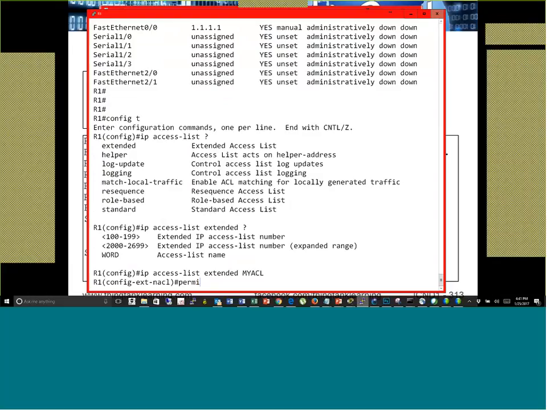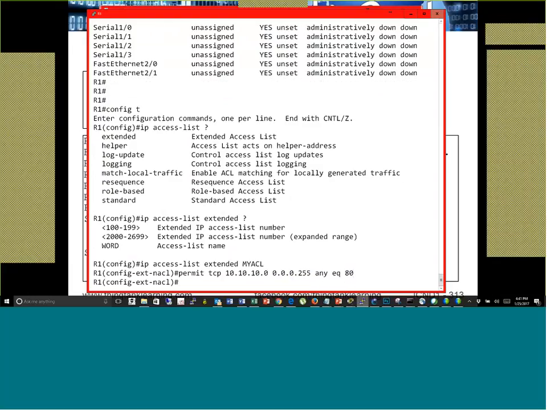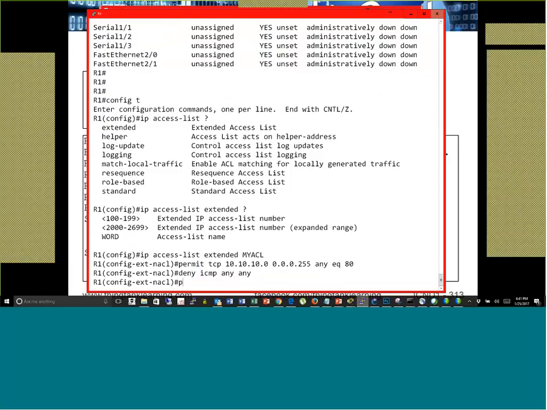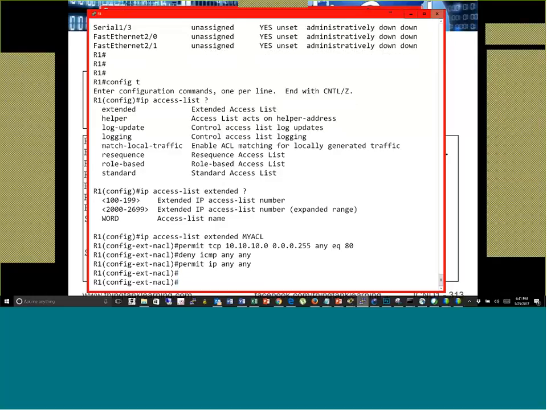Permit TCP 10.10.10.0 0.0.0.255 any EQ 80. Deny ICMP any any. Permit IP any any. What is this access list doing? Well, we already know what the first line does because we talked about that already. What is the second line doing? Denying all ICMP traffic from anybody to anybody. What is the third line doing? Permits everything else.